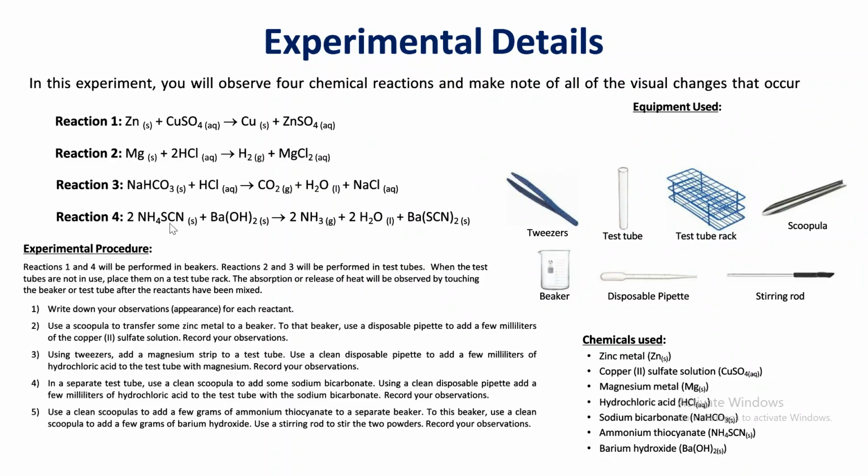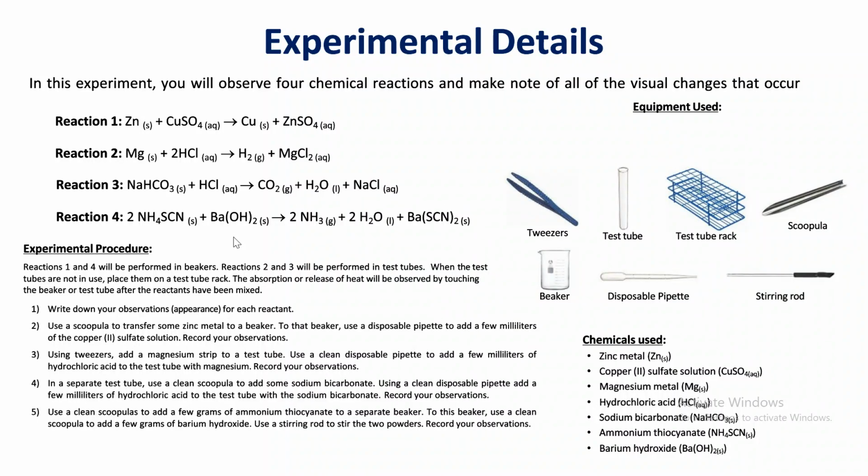And the final reaction is we're going to add a few grams of ammonium thiocyanate, this reactant, and we are going to add it to our barium hydroxide. And again, we are going to get a double replacement reaction. And this reaction is so interesting. It will generate ammonia gas, and it will generate another precipitate right here, which is the barium thiocyanate.